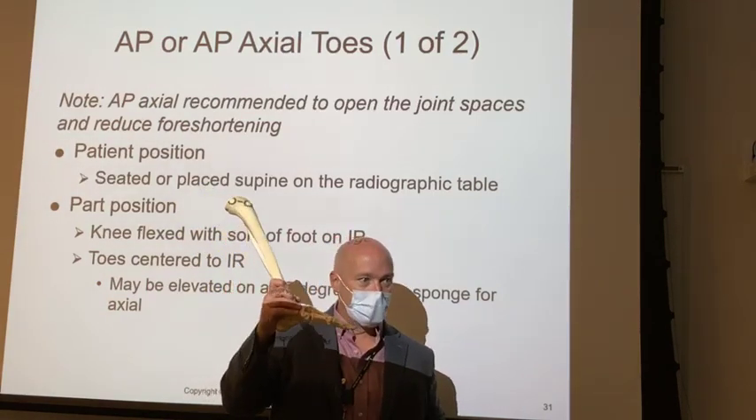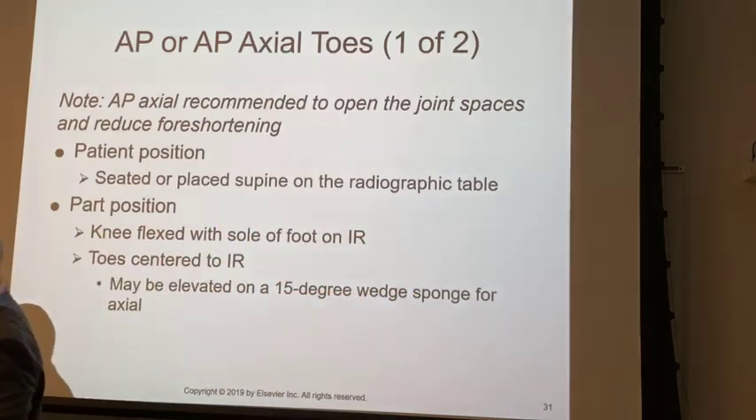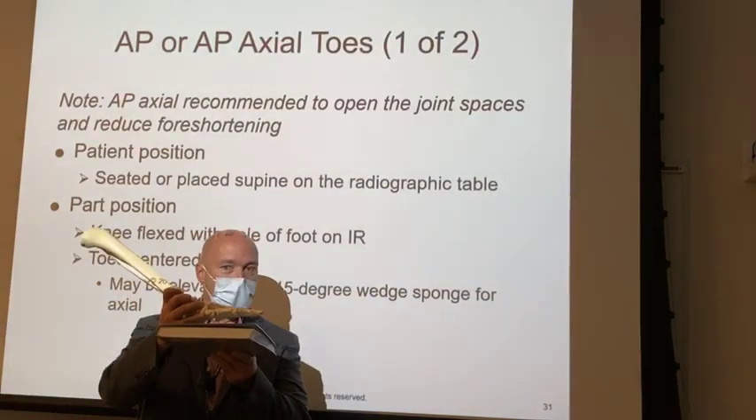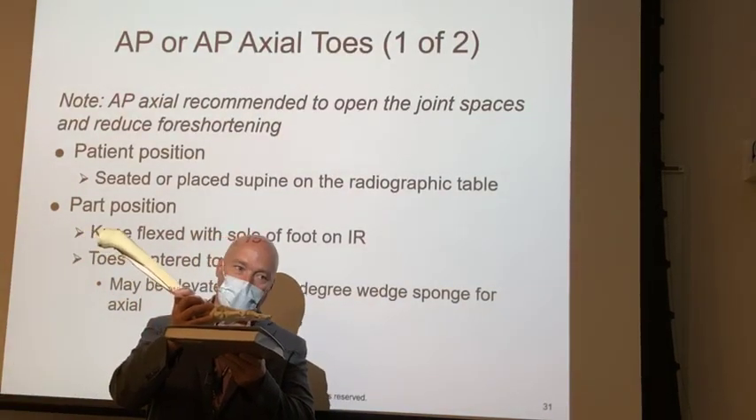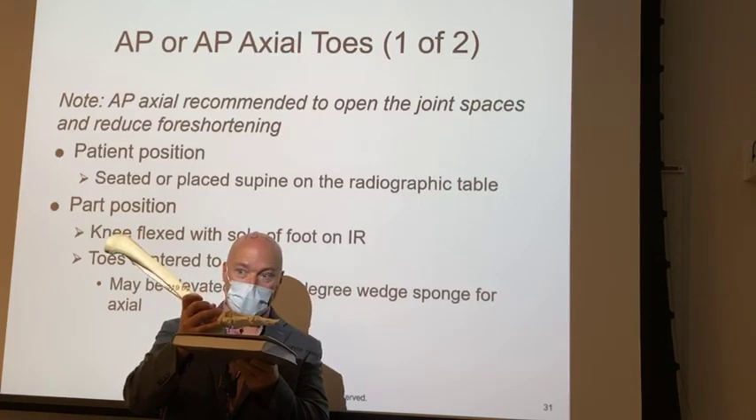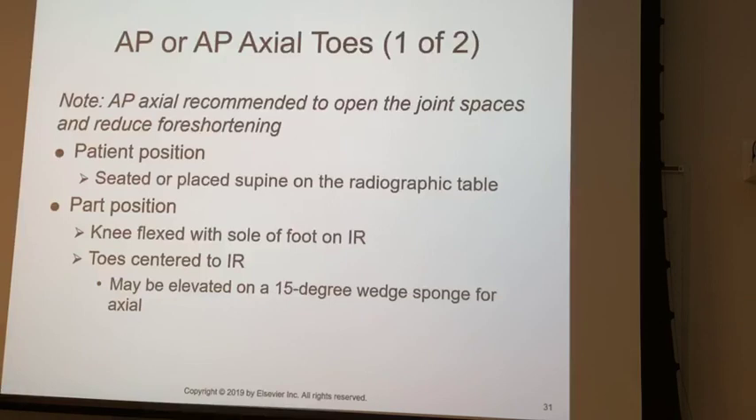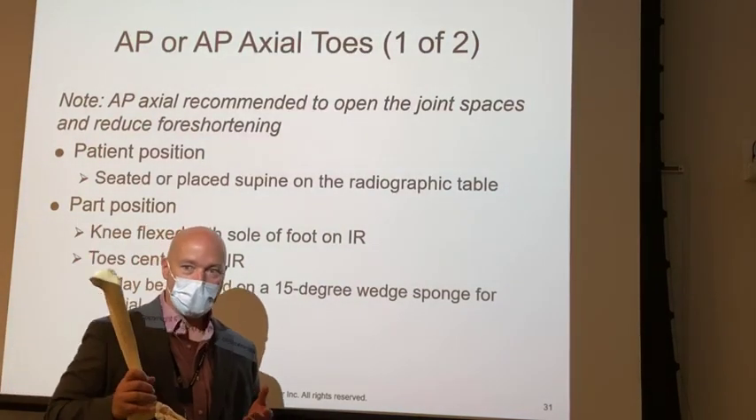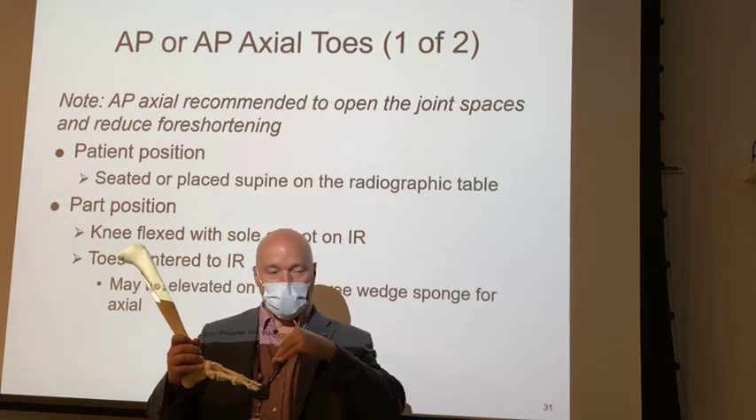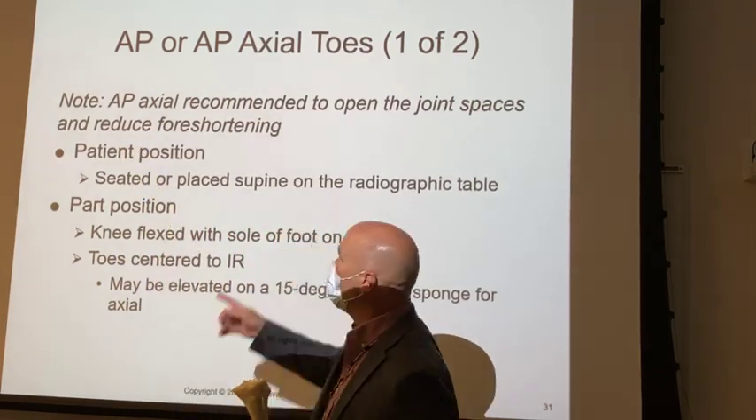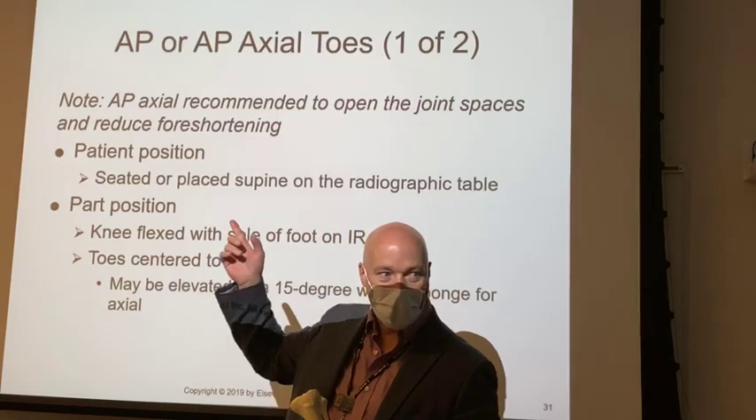Does that make sense? You can use an angle sponge and elevate the patient's toes like that, but of course elevating the toes gives you increased OID and magnification. So in most cases, we're just going to angle the central ray cephalic for both toes and feet. And that's to put the central ray perpendicular to the image receptor. Any angulation on the central ray is an axial, right?